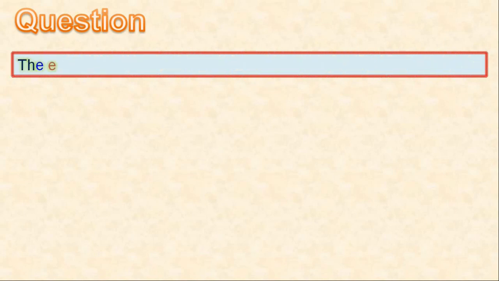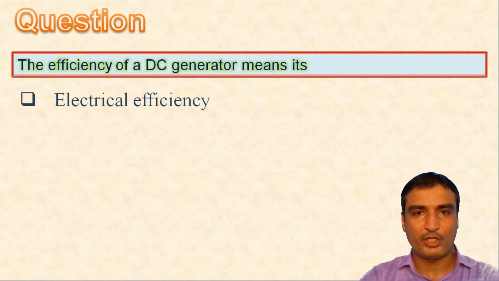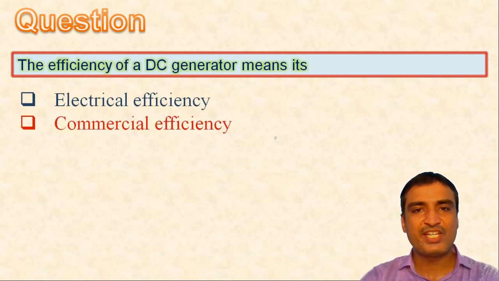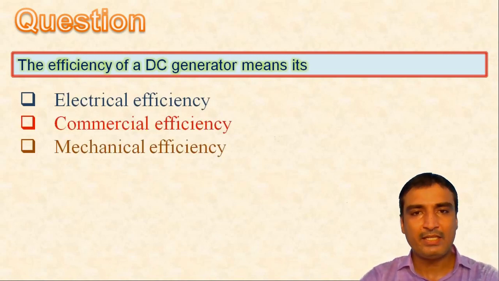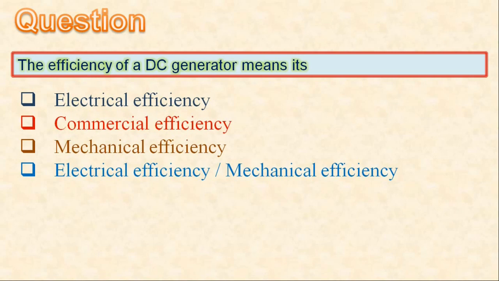Next question is, the efficiency of a DC generator means its. The options are electrical efficiency, commercial efficiency, mechanical efficiency, electrical efficiency over mechanical efficiency. Actually, this is a very simple question. Unless stated otherwise, the efficiency of a DC generator always refers to its overall or commercial efficiency. Hence, the second option is the correct answer.